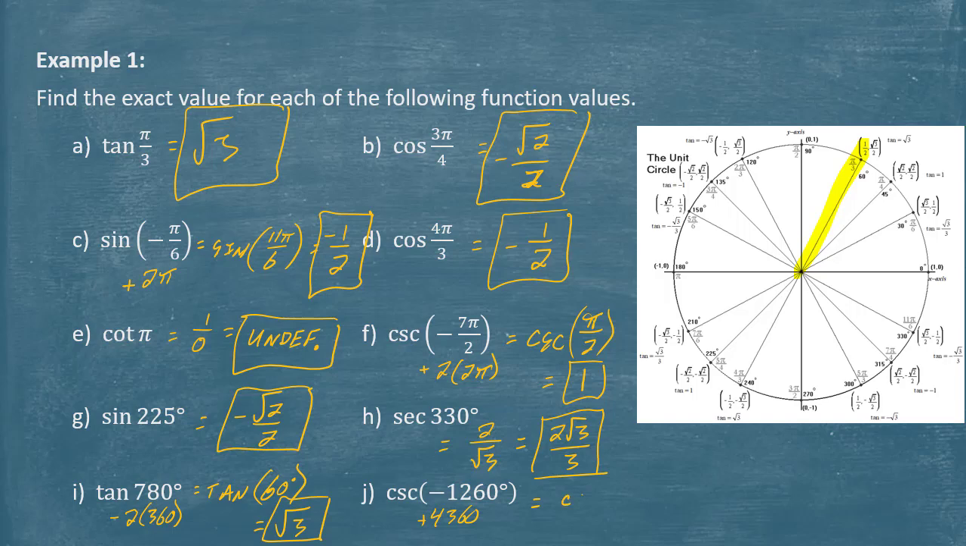This is going to be the same as doing the cosecant of 180 degrees, which should be the left side of the x-axis again. So cosecant is the y value. Since the y value is 0, again, just like before, 0, if I flip it, will become an undefined value. So the cosecant of negative 1,260 should be undefined.